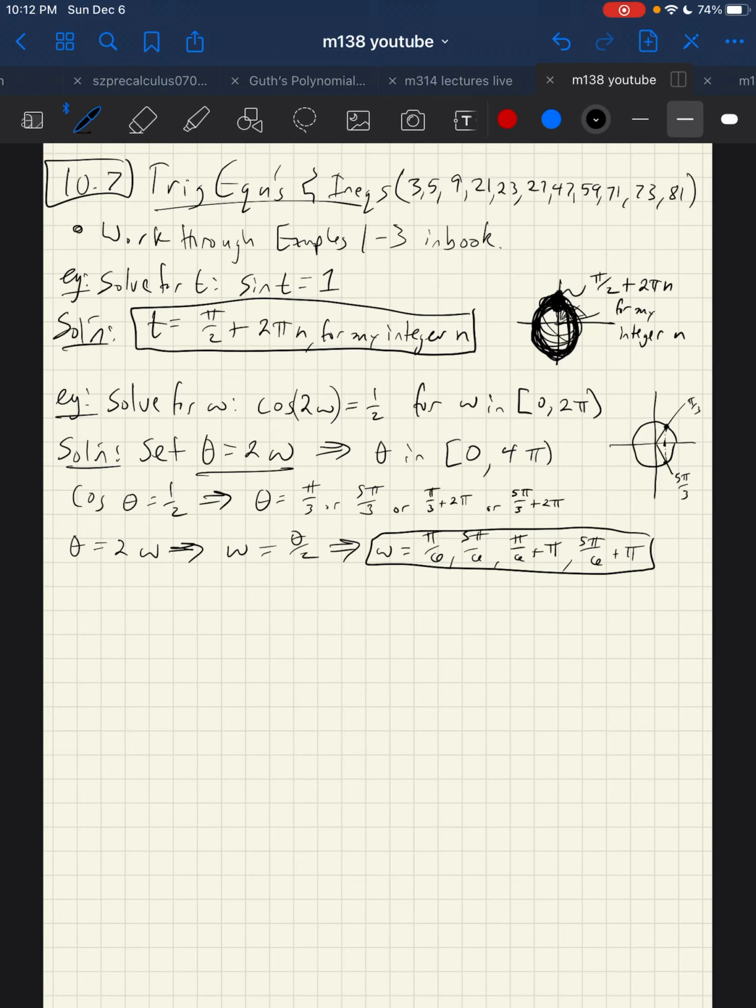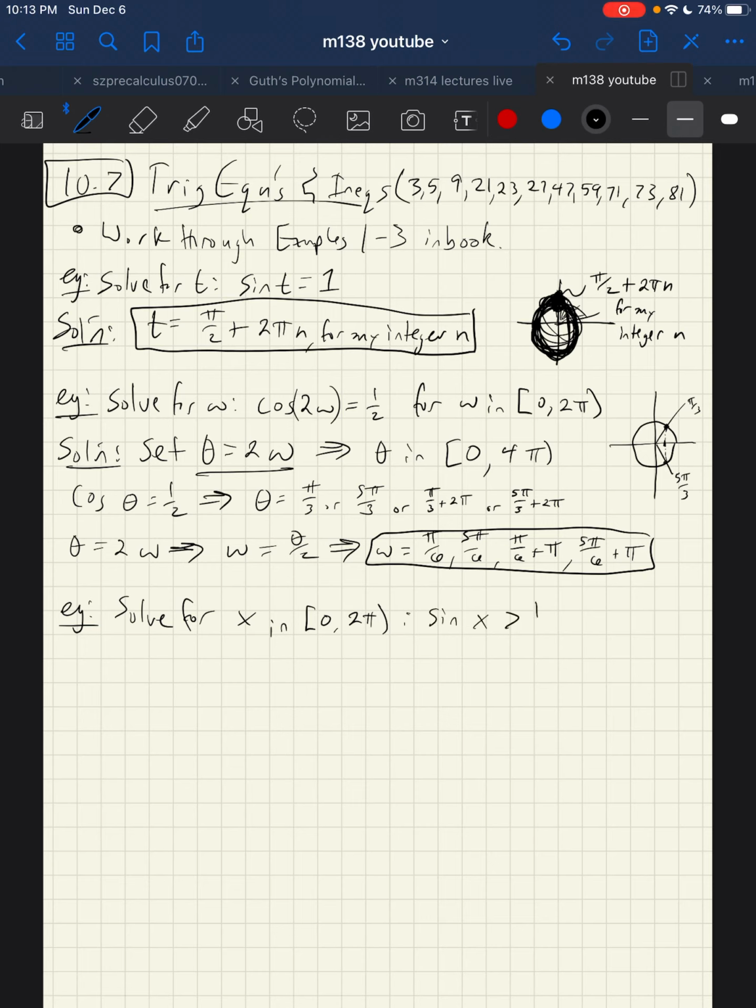Now, those are two different types of equations. To do inequalities, it's the same thing as doing equations, except we're going to solve the associated equation to find the endpoints where the inequality changes from being true to false, and then just pick up the region in between. So here's an example. Let's solve for x in the range 0 to 2 pi.